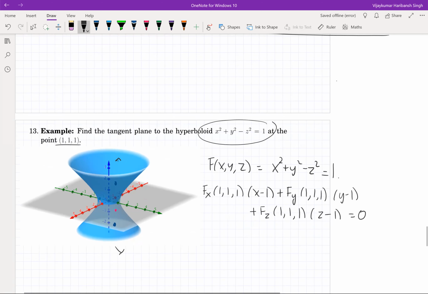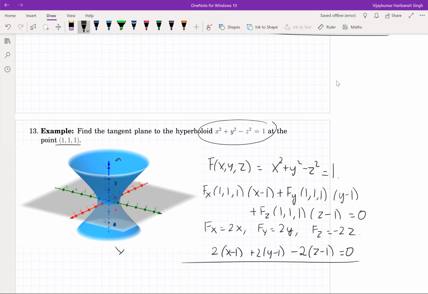So let's see, what is fx? Fx is 2x, fy is 2y, fz is minus 2z. So therefore, when we substitute in, we get 2 times x minus 1 plus 2 times y minus 1 minus 2 times z minus 1 equals to 0. So this is the equation of your tangent plane to the hyperboloid at 1, 1, 1.